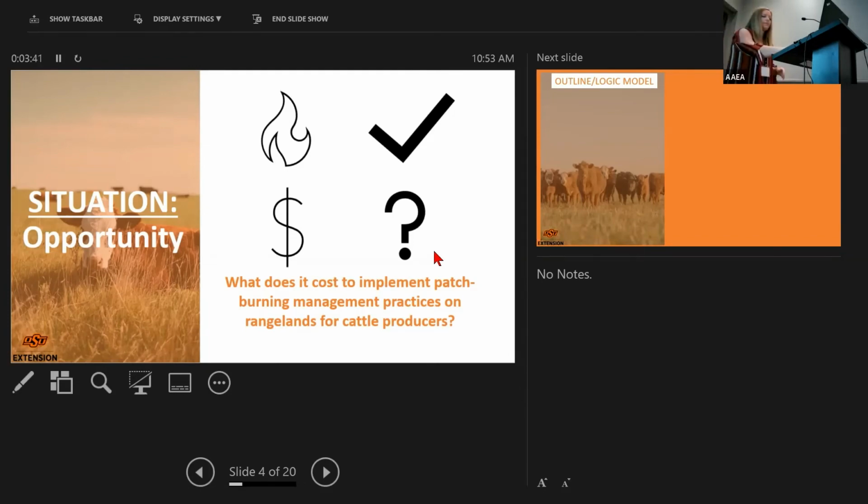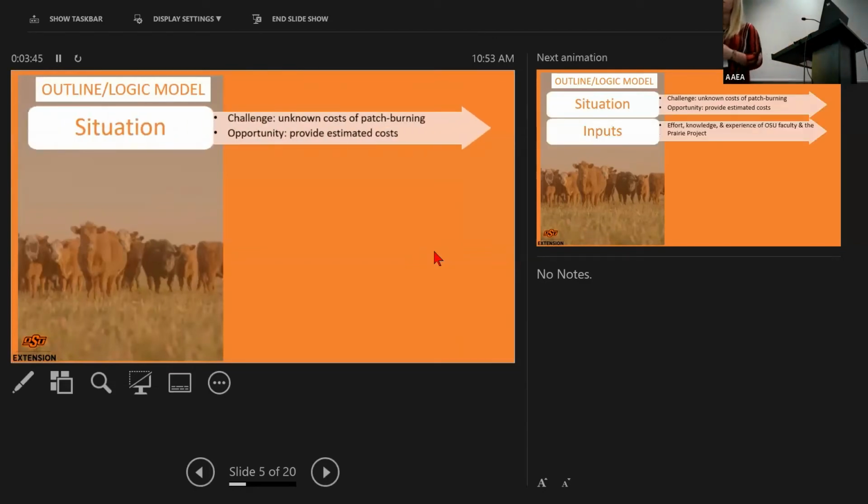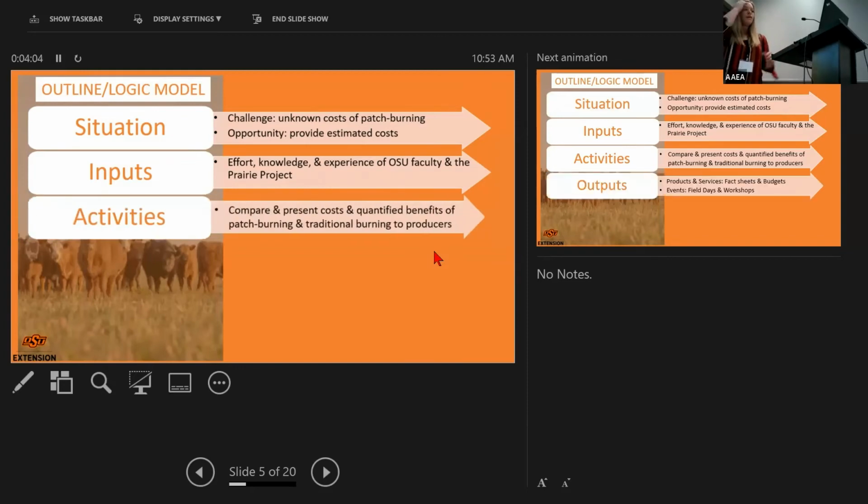So moving on from that, just a little bit of an outline in my logic model for this project. So the situation I've kind of already briefly gone over, that the challenge is we don't know the cost of implementing patch burning. And so that's the opportunity for this extension program to provide those costs. Inputs will be from the effort, knowledge, and experience of myself, and then also as OSU faculty, and we also will be working with members of the Prairie Project. Activities will be to research these costs and then compare them to what producers are already doing with this traditional burning.